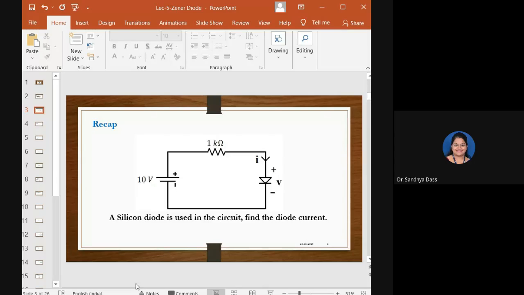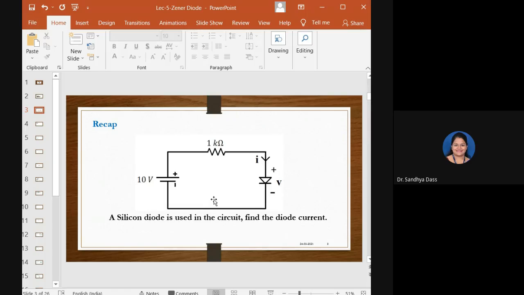Well, how do we write the KVL there? Going in the direction of the arrow as indicated, can anyone tell me how do you write KVL here? We can write it as 1 kilo ohm into I is equal to 10 plus 0.6. Sorry, 0.7. Is it plus or minus?